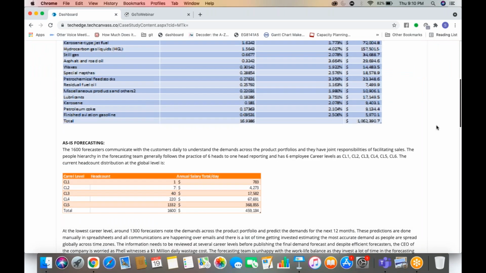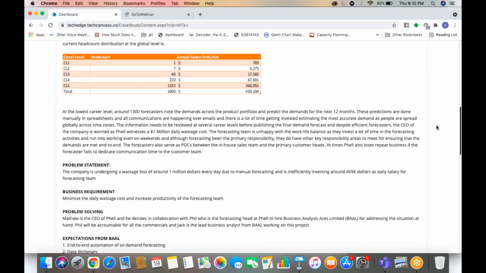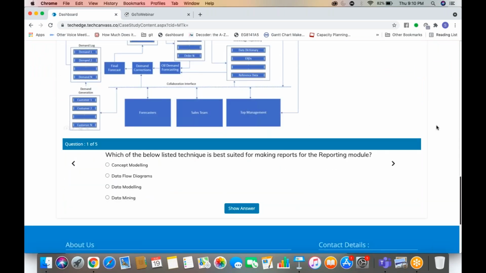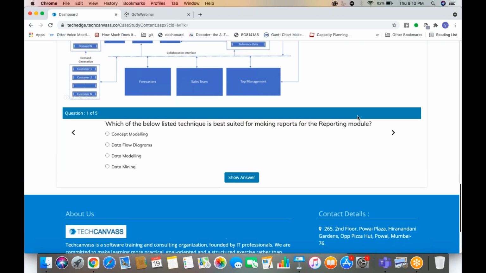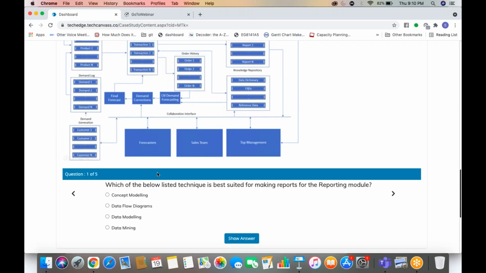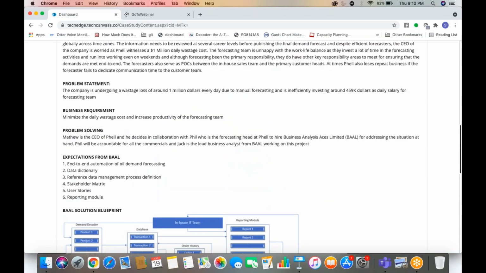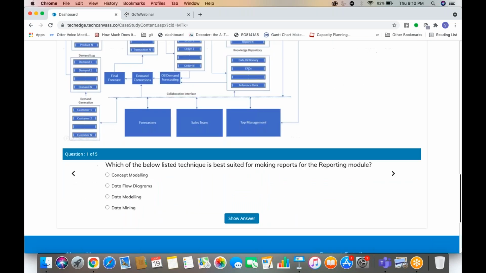Now you guys don't waste your time reading all this. I mean, work on the strategy. So if you go to the first question, which of the below listed techniques is best suited for making reports for the reporting module? When I go through the options, I know they are quizzing about the technique. In order to answer which is the best technique, I need not read all this concept because I know which technique is used for reports.